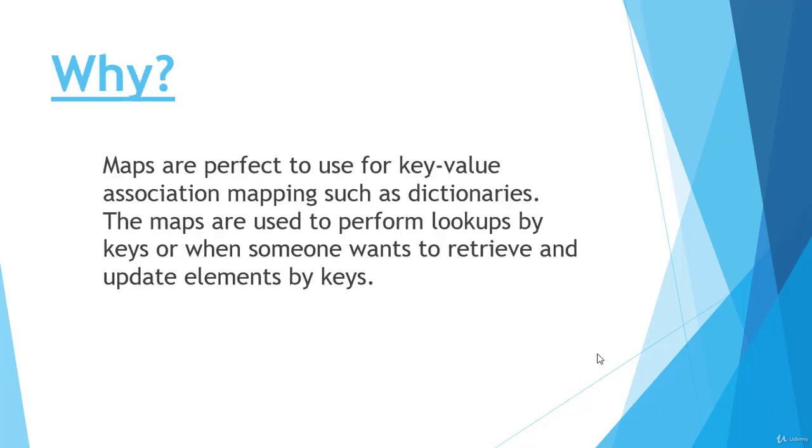Now why do we need to use a map? Maps are perfect for key-value association mapping, such as dictionaries. Maps are used to perform lookups by keys, and when someone wants to retrieve and update elements by the key. Whenever we need to perform some actions using a key and value association, we will use maps. It is just like dictionaries, which we also discussed in our previous Python course. We can access the value by using the key, and we can also retrieve and update data by using the single key of that value.